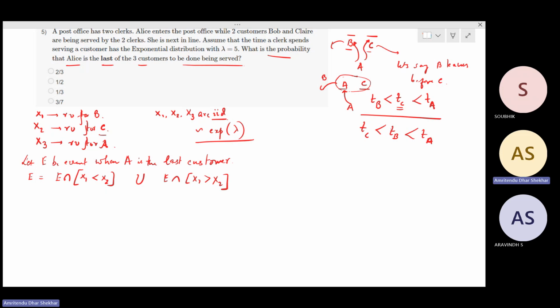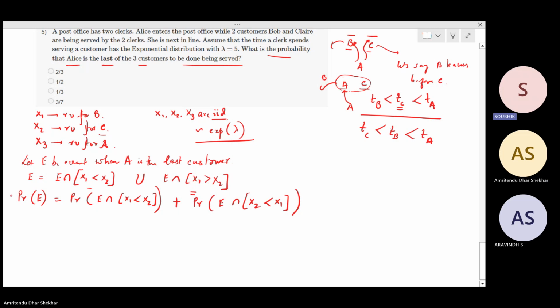Right. So the probability. Let's write it down. The probability of E equals probability of E intersection x1 less than x2, plus probability of E intersection x2 less than x1.